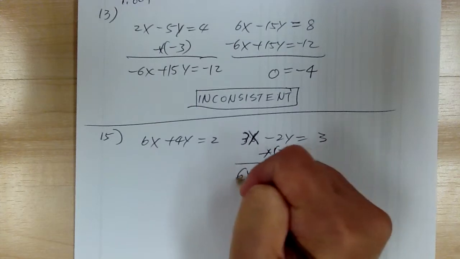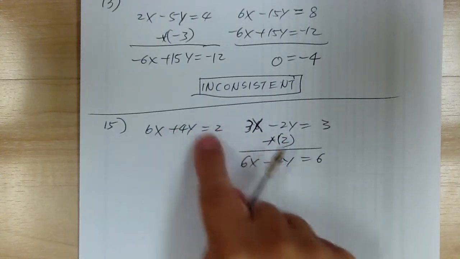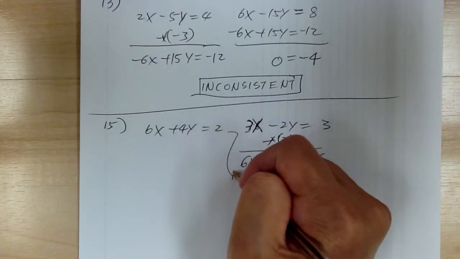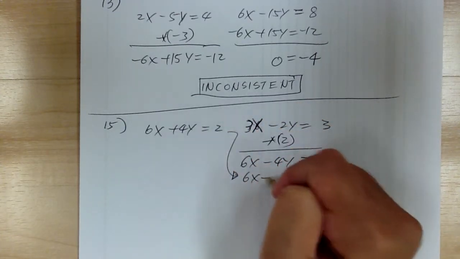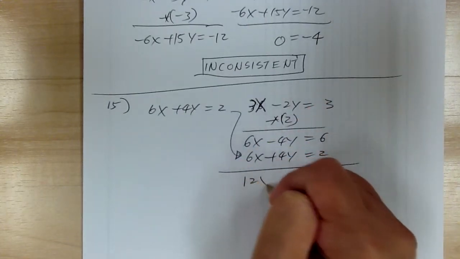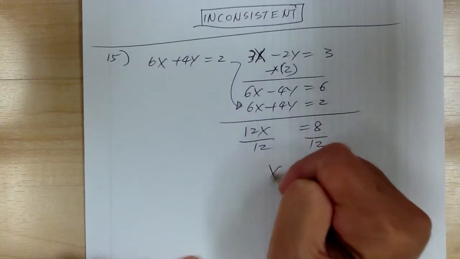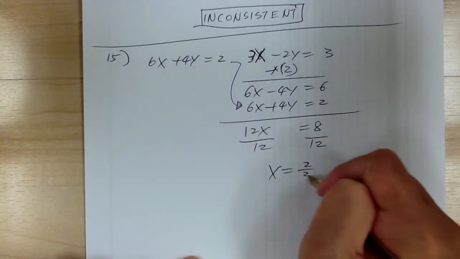So I got 6x minus 4y equal to 6. I'm going to put this under here. So I got 6x plus 4y equal to 2. When I add, I get 12x equal to 8. Divide by 12, divide by 12. So x equal to 2 over 3.